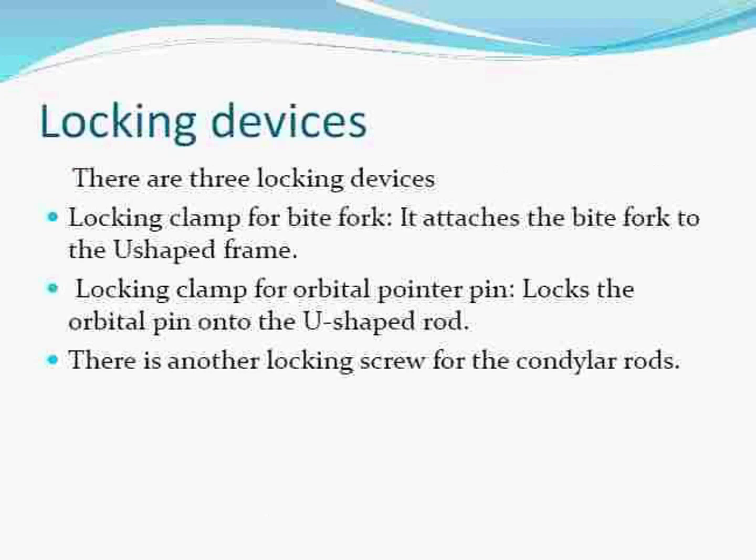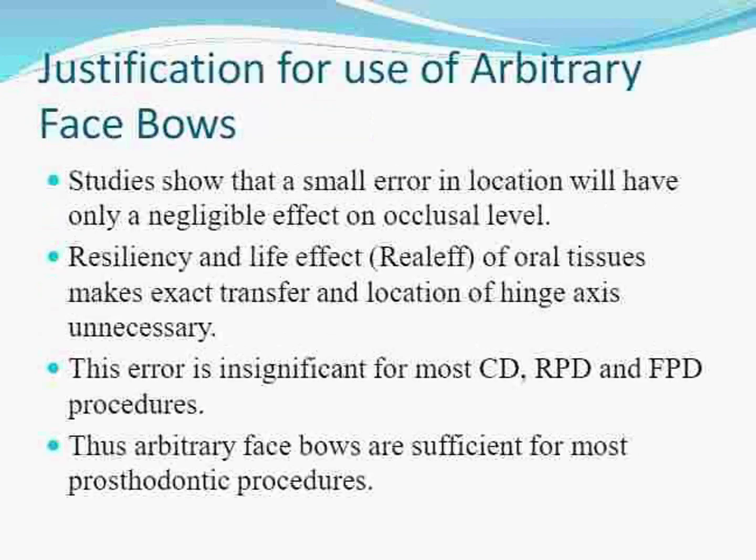Now, once the anterior point and the two posterior points are stabilized, you need to use 3 locking devices, a locking clamp for locking the bite fork. This attaches the bite fork to the U-shaped frame, and the locking clamp for the orbital pointer locks the orbital pin onto the U-shaped rod. There is another locking screw for the condylar rods. In this way, all the 3 planes, anteroposterior, superoinferior and mediolateral, are stabilized for obtaining the plane of occlusion.